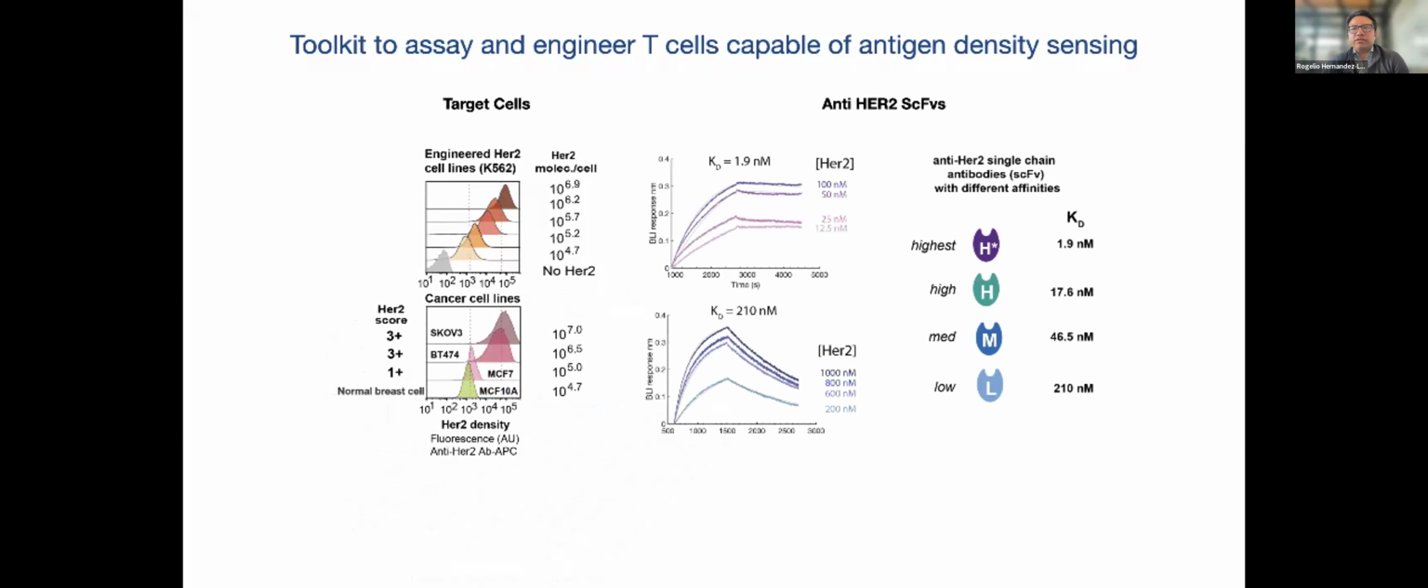I told you that you need binders of different affinities. So we started from the scFv of this molecule called Herceptin, and we introduced point mutations to generate a series of recognition domains that have different affinities, starting from something that is roughly 2 nanomolar to something that is lower affinity. In this case, the numbers are opposite: a smaller number means higher affinity, 2 nanomolar, and then, for example, 200 nanomolar.